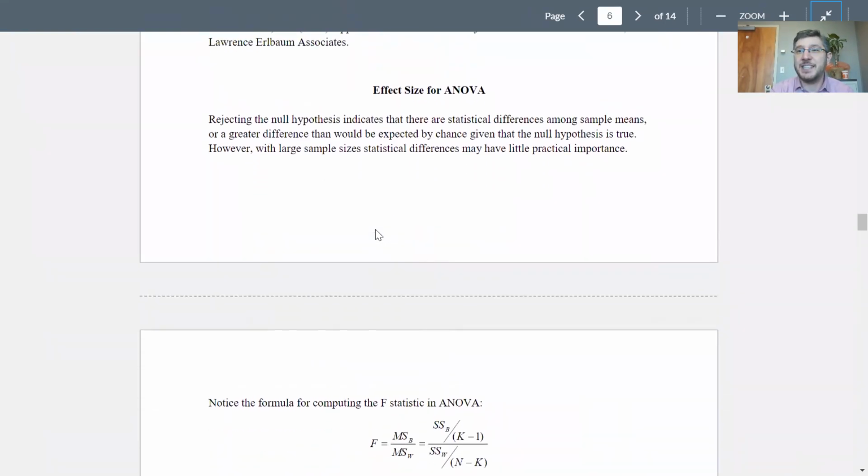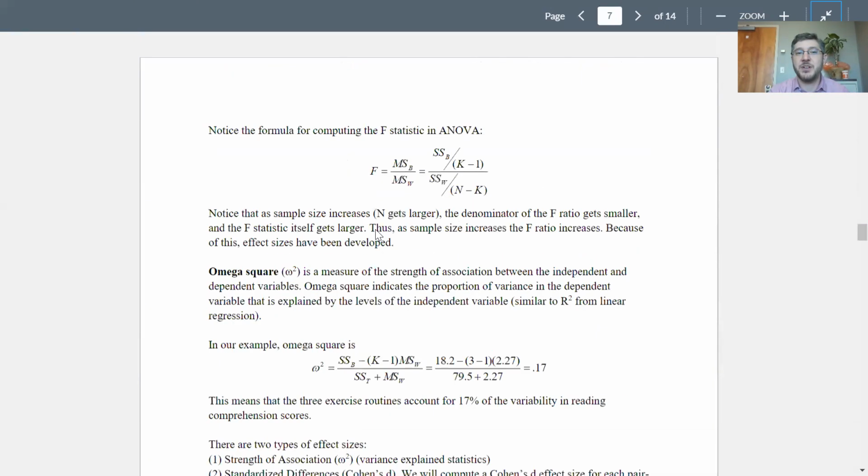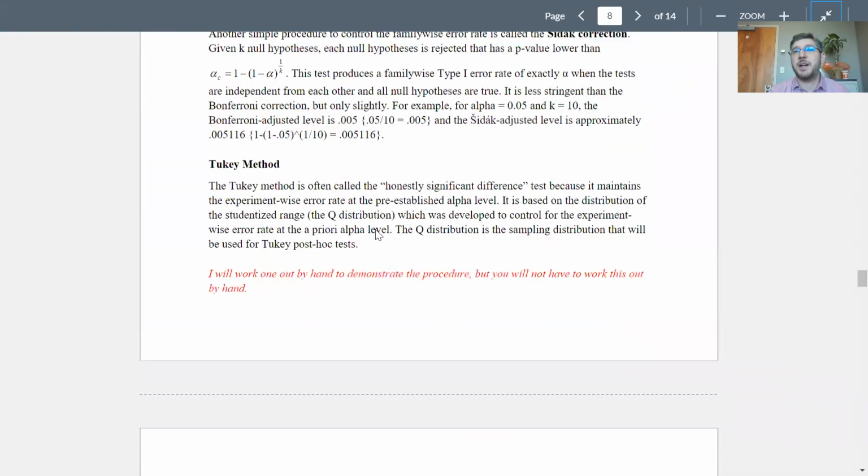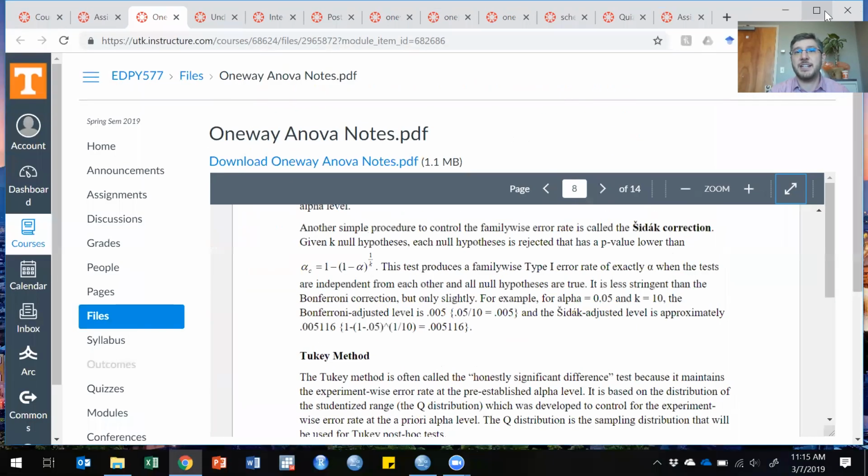So we have our effect sizes. Again, remember I said that all of these same concepts that we discussed with hypothesis testing, we're going to use over and over again. And then I'll talk a little bit about the post hoc test.